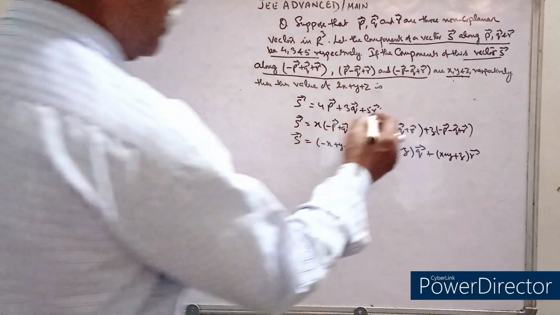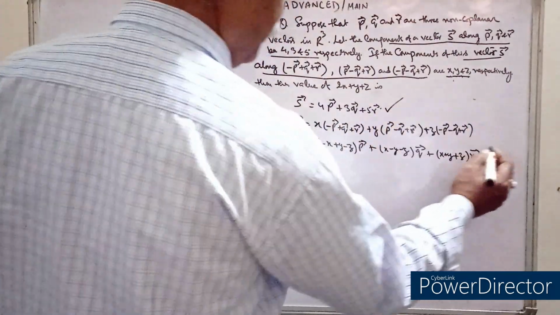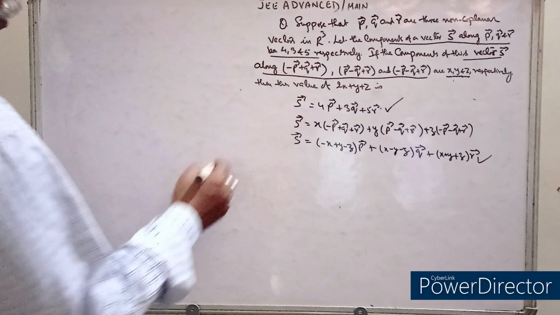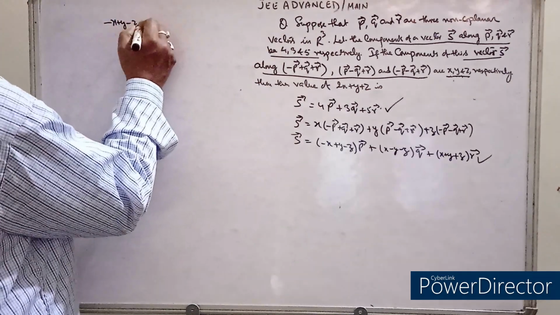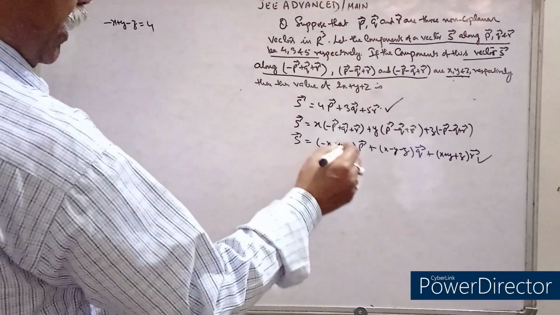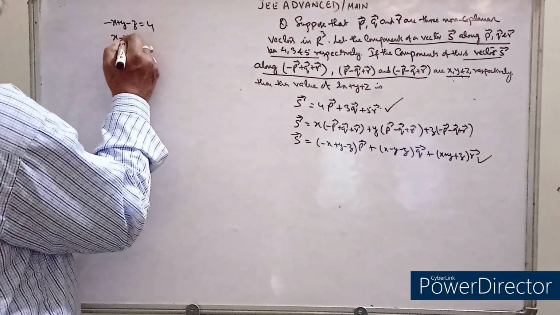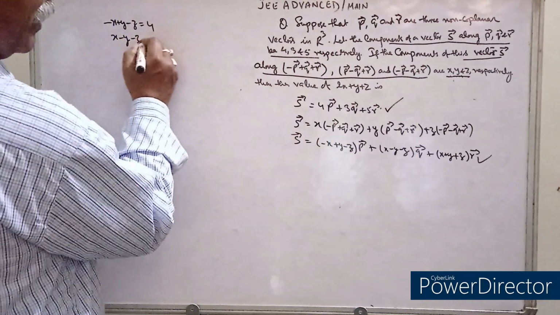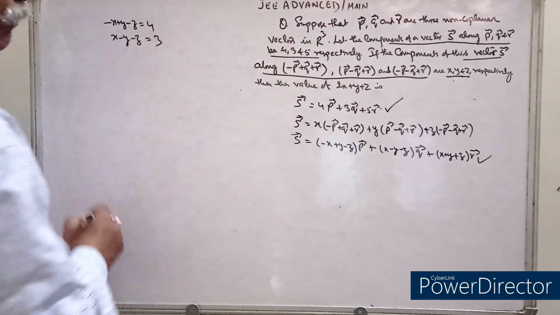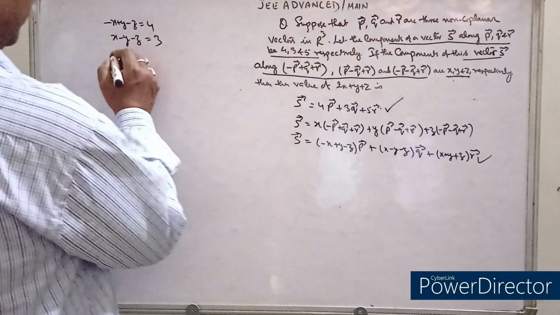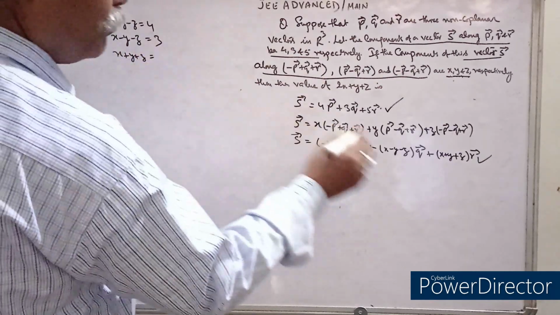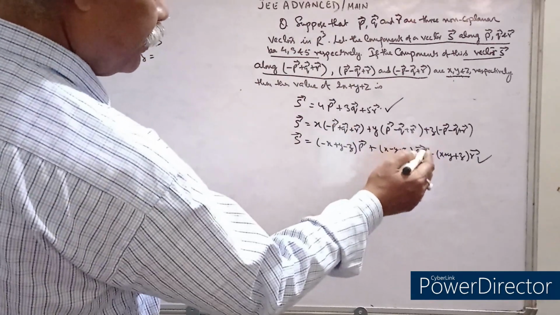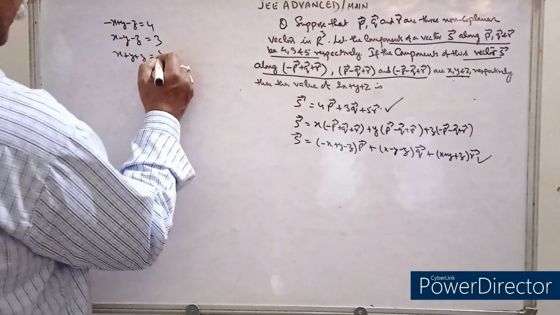So now from these two equations, what do we get? Minus x plus y minus z is equal to 4, and x minus y minus z is equal to 3, and x plus y plus z is equal to how much? This is 5.